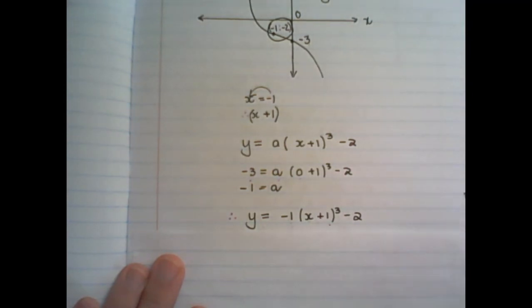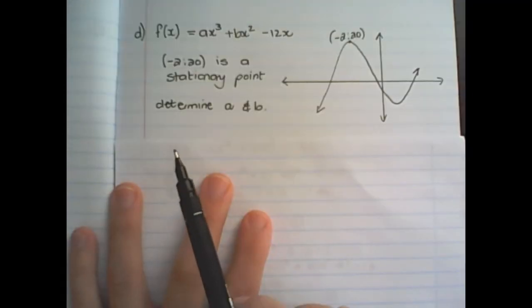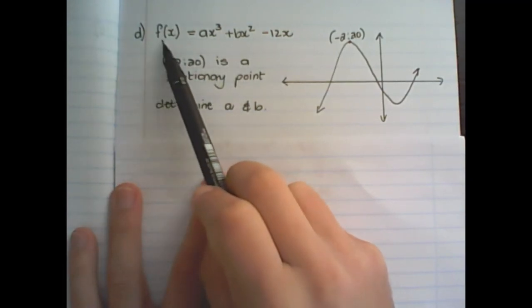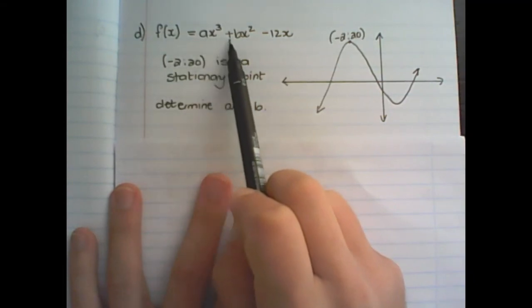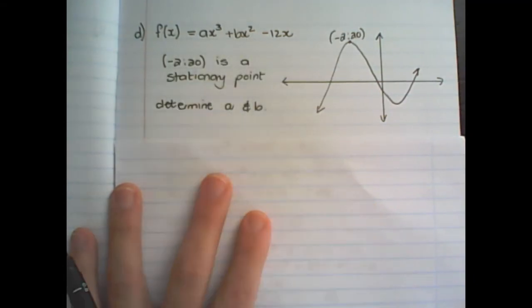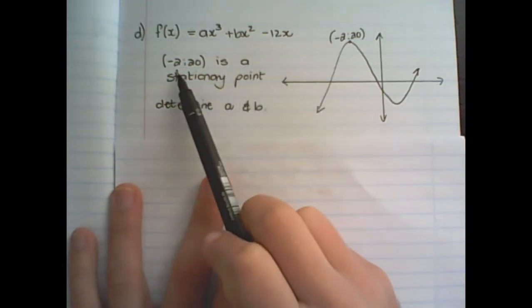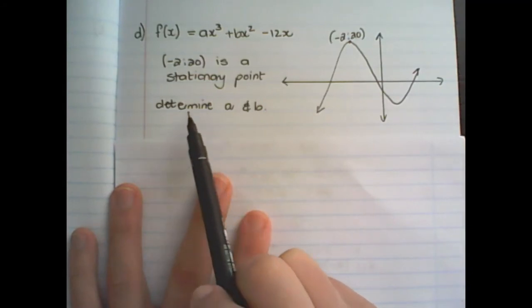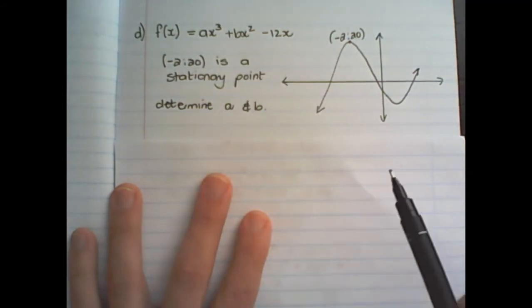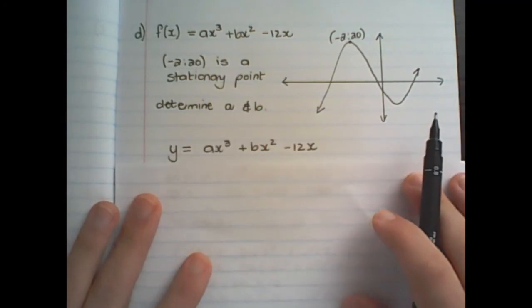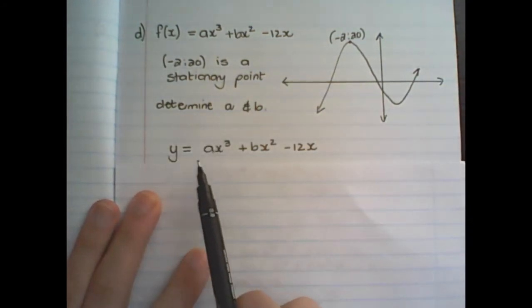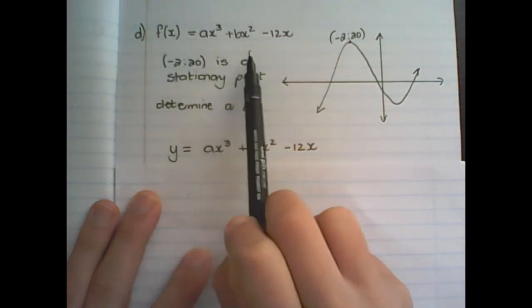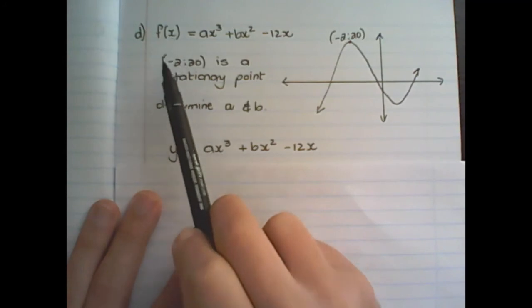In our last example for this lesson, we have f(x) equals ax cubed plus bx squared minus 12x. We are given the point (-2, 20) as a stationary point on the function, and the question is to determine the value of a and b. So the function that I'm given is y equals ax cubed plus bx squared minus 12x. It's simply the f(x) function rewritten, and I replaced f(x) with y.